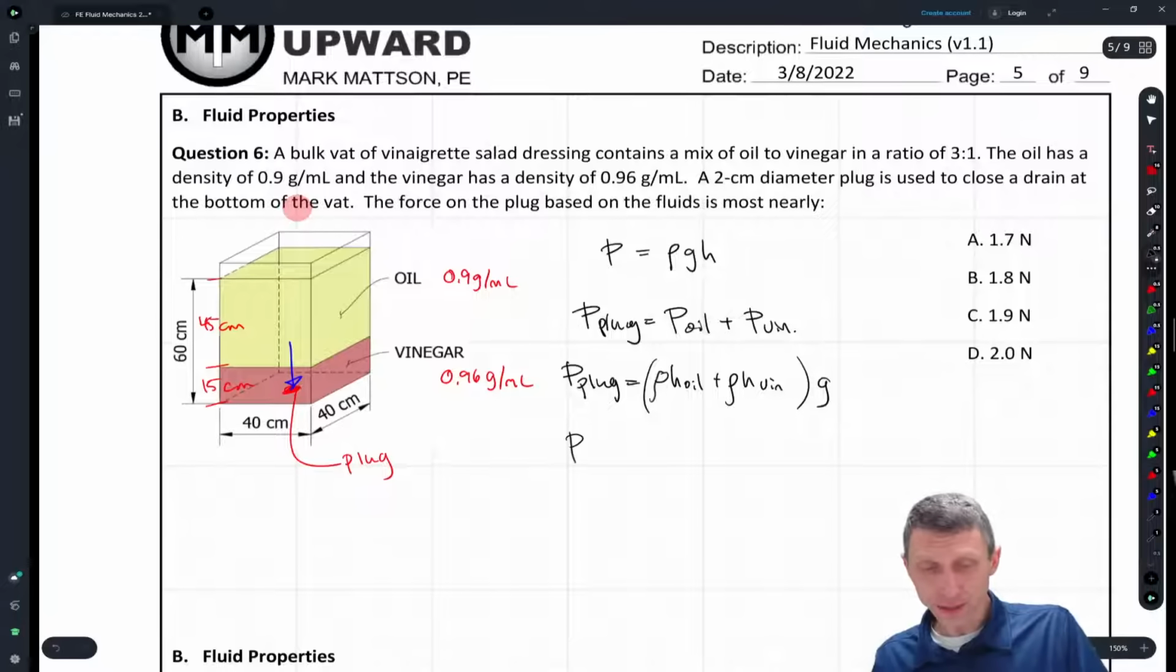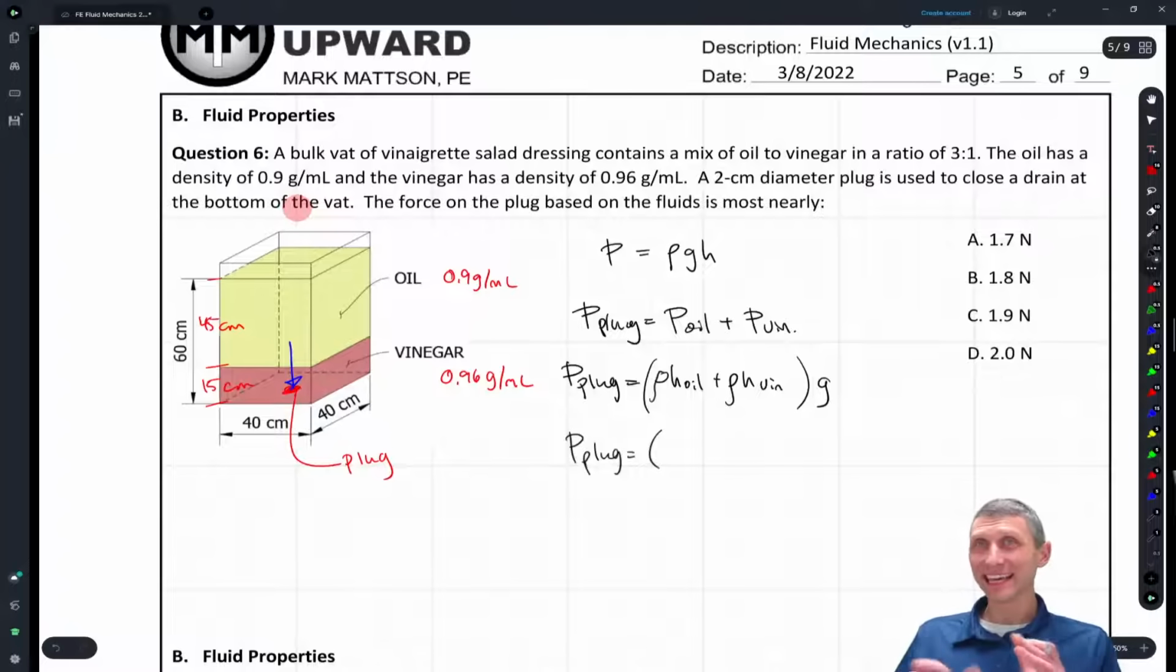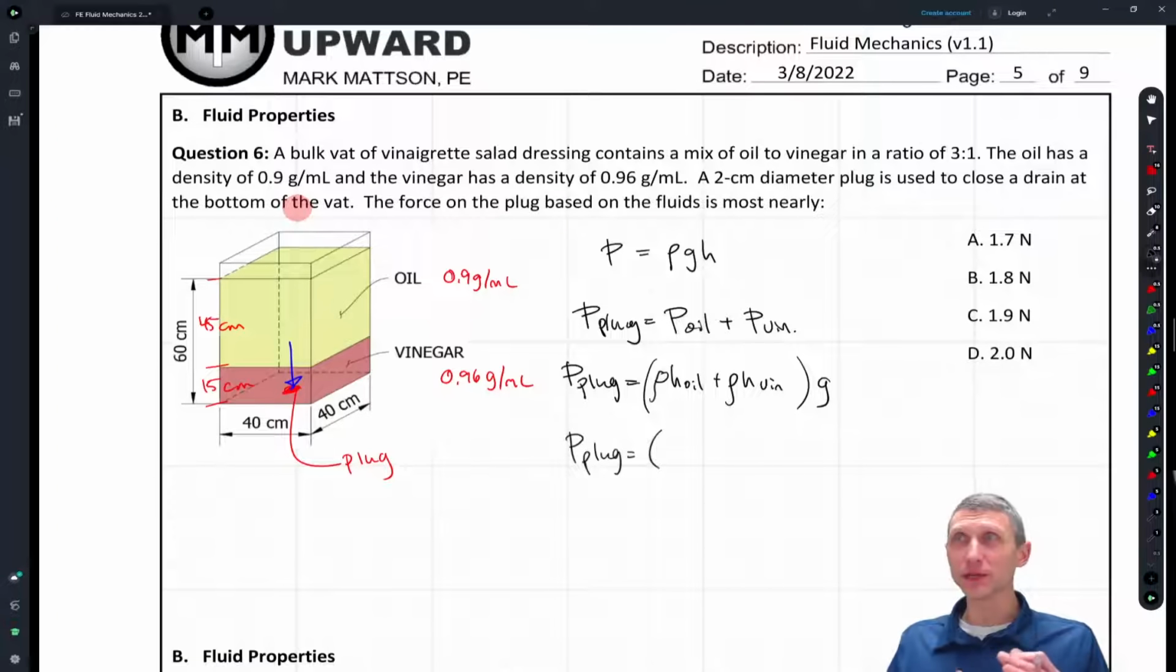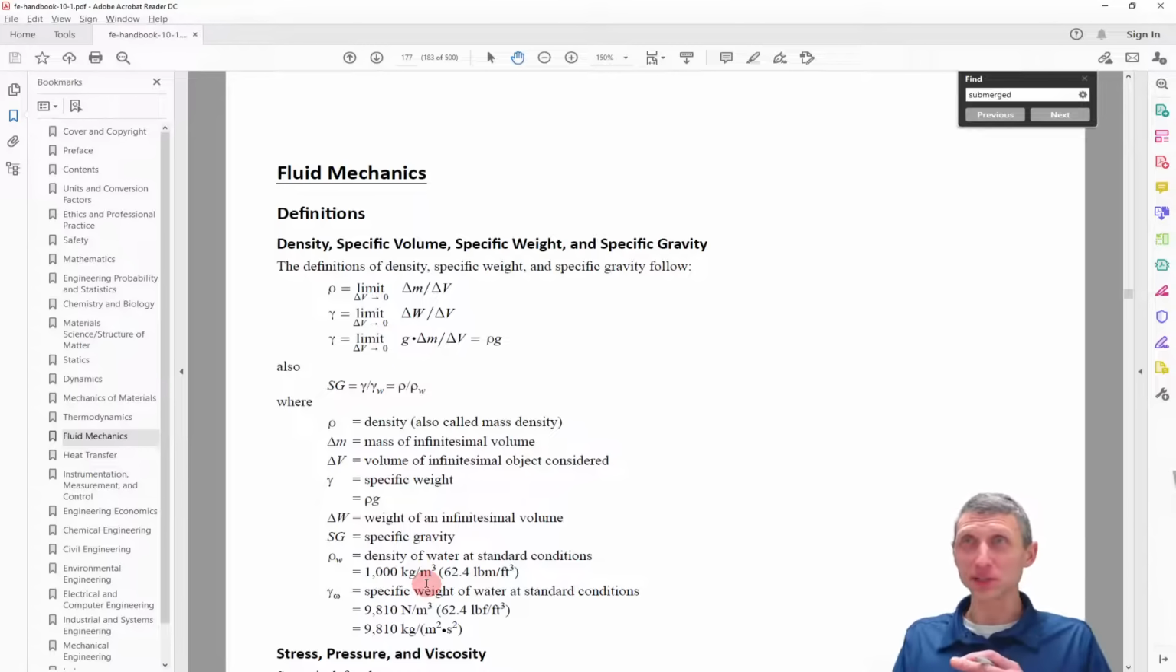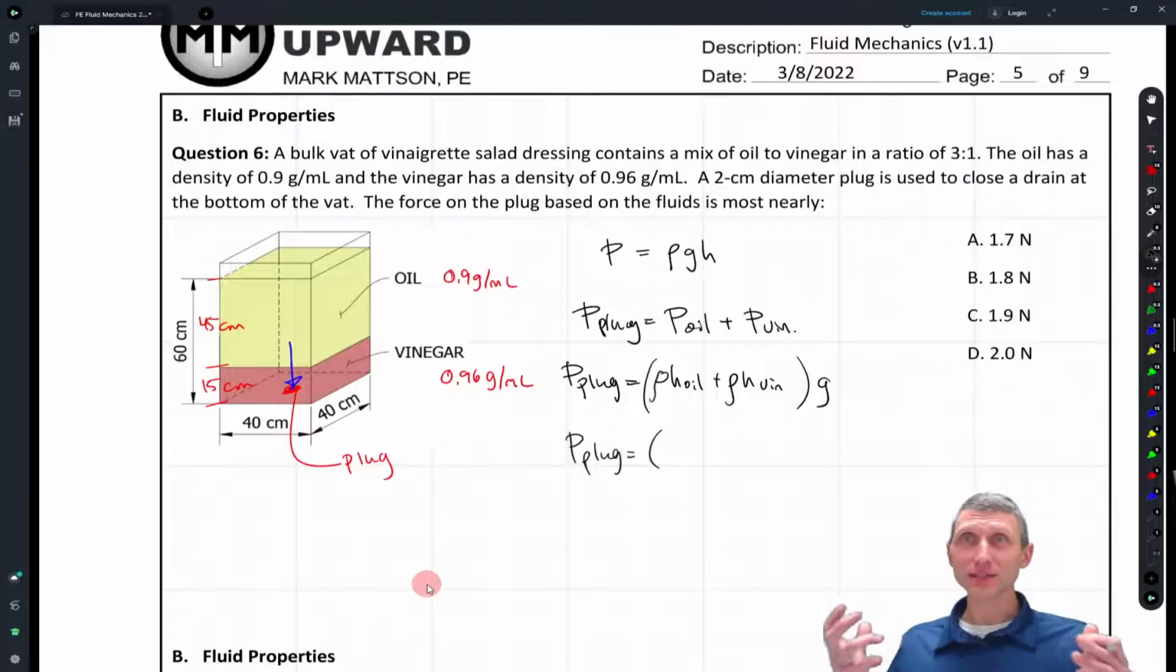Okay, so the pressure at the plug equals, and this is where, again, some of the units matter. Personally, I would suggest when we're looking at units, we're given kilograms per meters cubed here. We're not given grams per centimeters cubed here. So you have to do some conversions. And I would honestly say, let's just convert everything. It makes life easier, in my opinion.